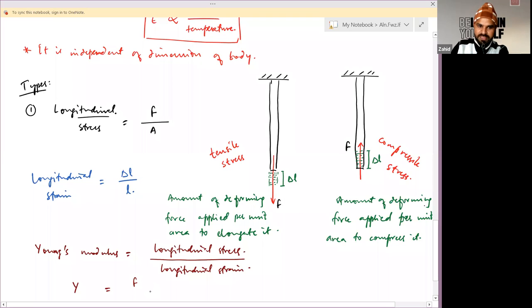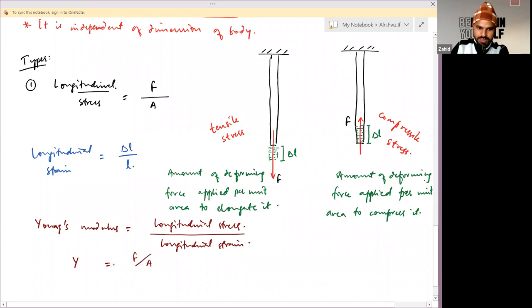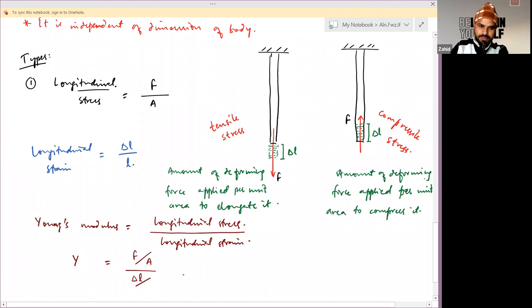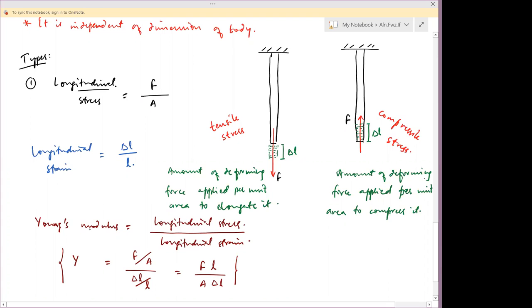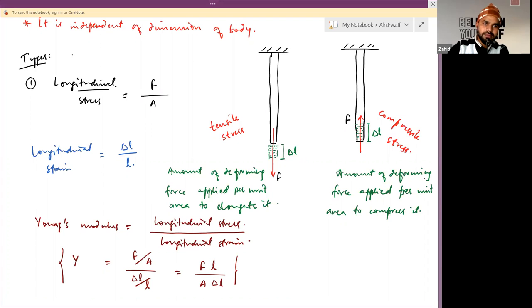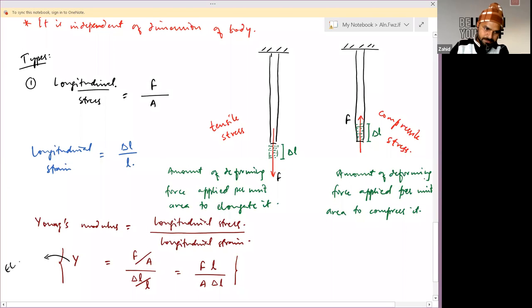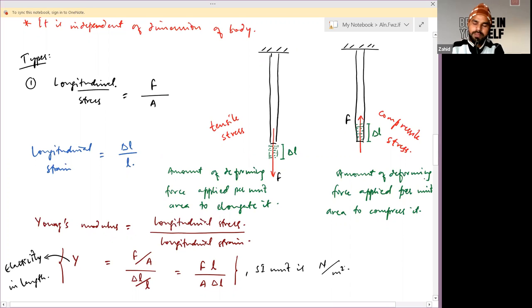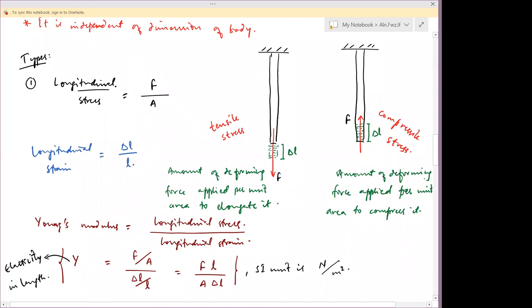Longitudinal stress is force divided by area of cross section, and the corresponding strain is delta L divided by L. If you rearrange it, it will be F times L divided by A times delta L. This modulus of elasticity is along its length, so Young's modulus is called elasticity of the body in length. As strain is a unitless quantity, there will be only the unit of stress. So the SI unit of Young's modulus is Newton per meter square. And it will have all the properties of modulus of elasticity as I have defined above. Is it clear? Yes, sir. Okay, just write it down.